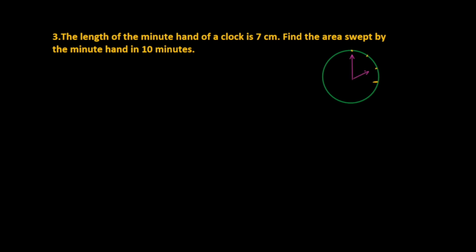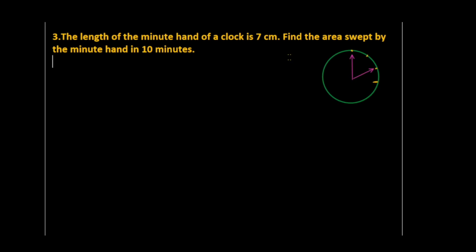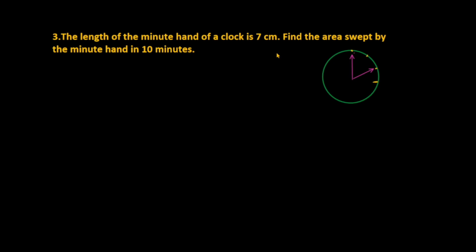Now after 10 minutes, the minute hand will move like this. This is the movement of the minute hand. So it moved from here to here. So this shape is, because of the circular shape of the clock, this shape is a sector.